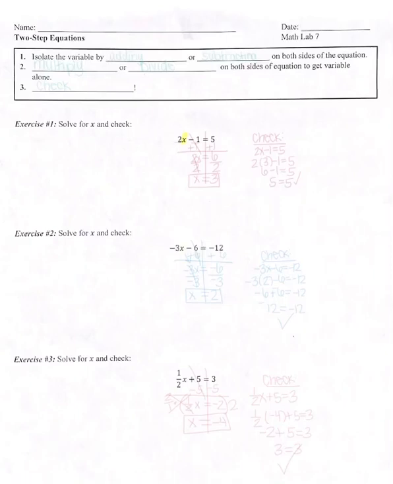Guys, we're going to talk about two-step equations today. And the goal of any two-step equation is to get the variable by itself. So to do this, the first thing we want to do is isolate the variable. And isolate just means to get the variable alone by adding or subtracting on both sides.